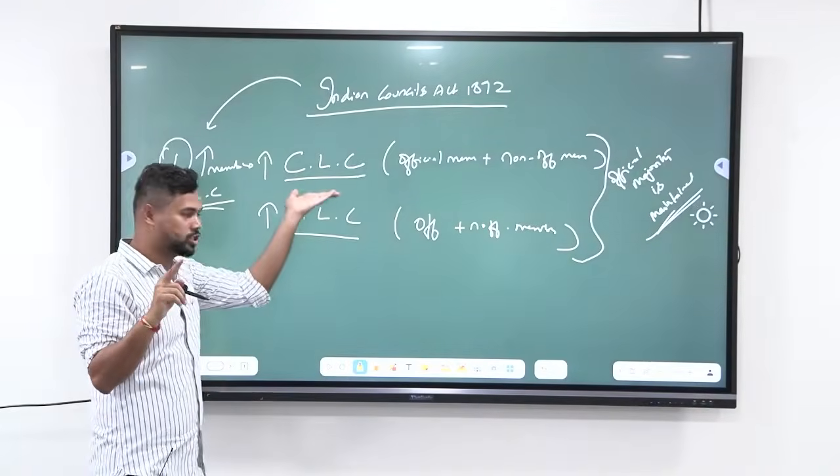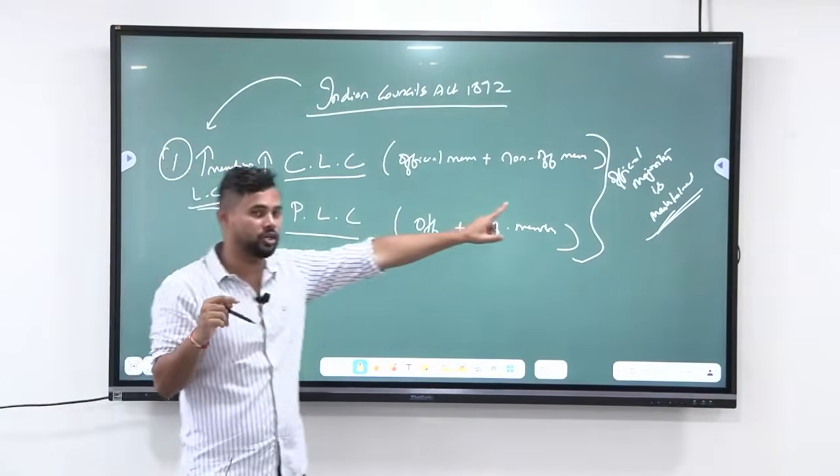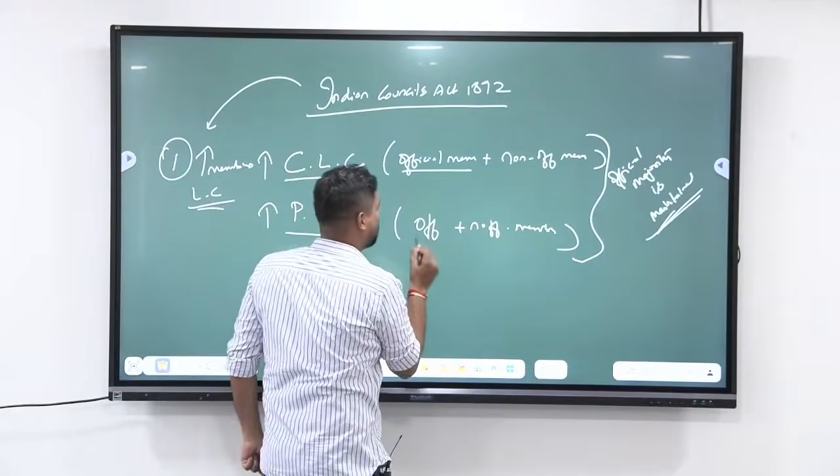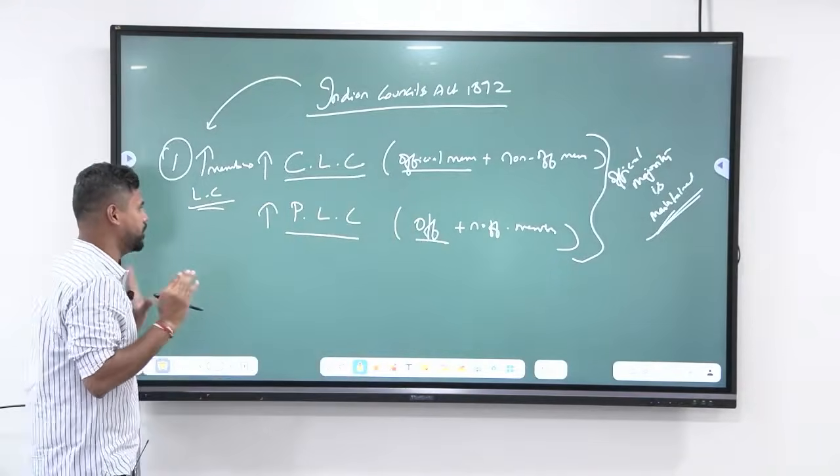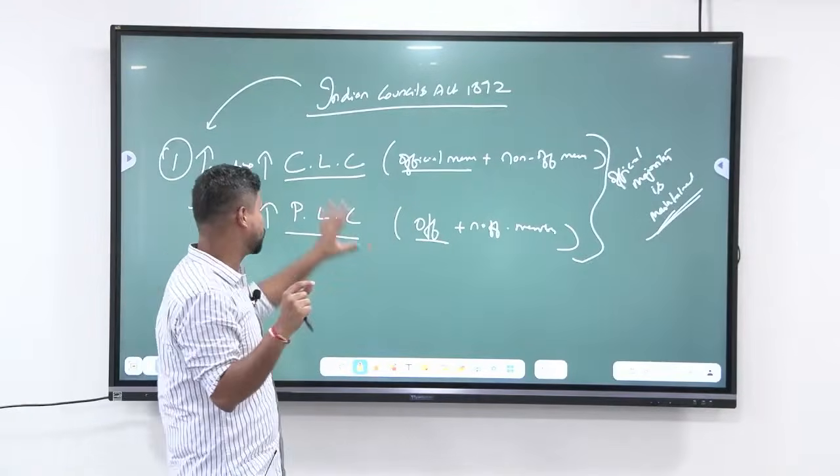Though they are increasing the members in both the Legislative Councils, the official majority is maintained. That means the Indian members will be lesser compared to the British and European members. So that is what it means. Official majority will be maintained. So this is the first point.